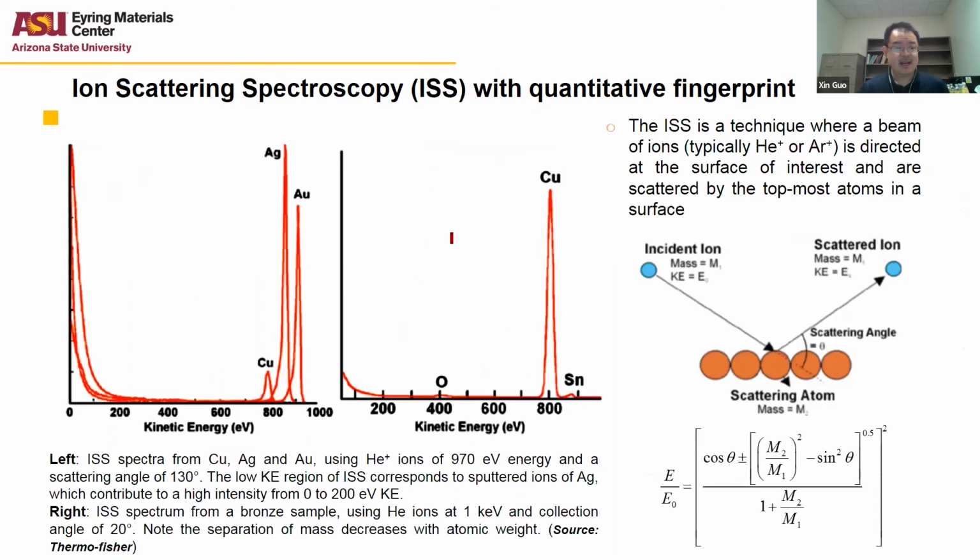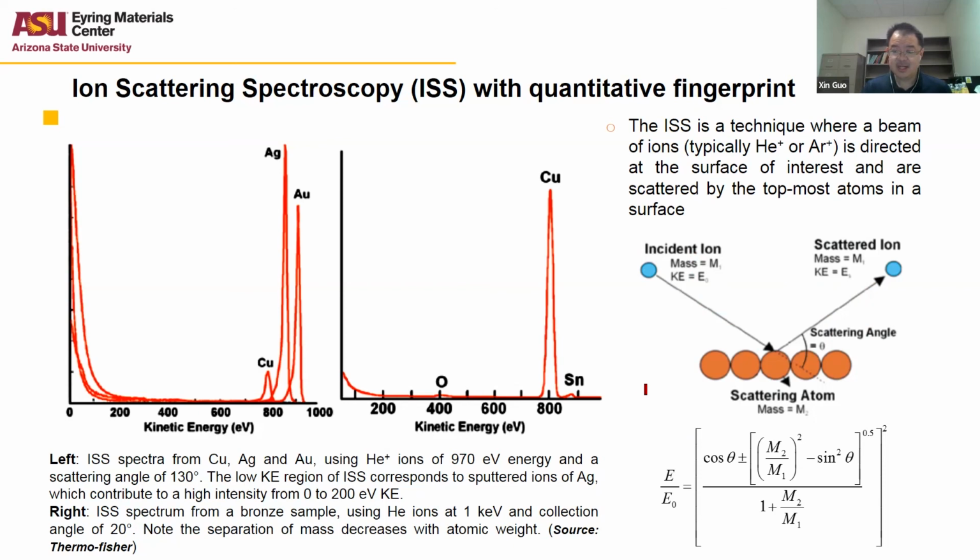The second one I want to introduce is ion scattering spectroscopy. So what can we use ion scattering spectroscopy for? The principle behind this is, first, we shoot an ion beam with known energy and known mass. We measure the scattered ions at different scattering angles.